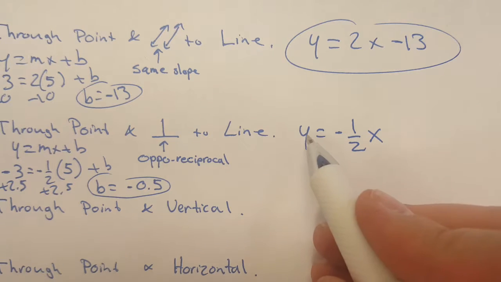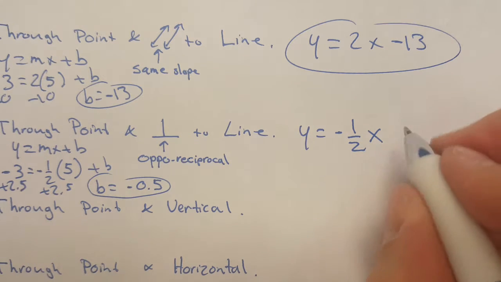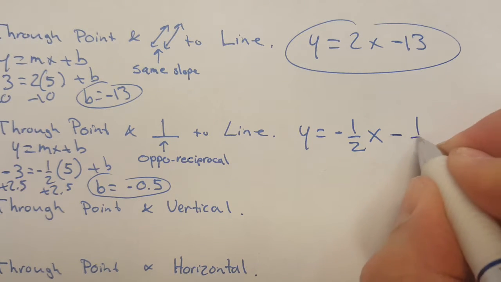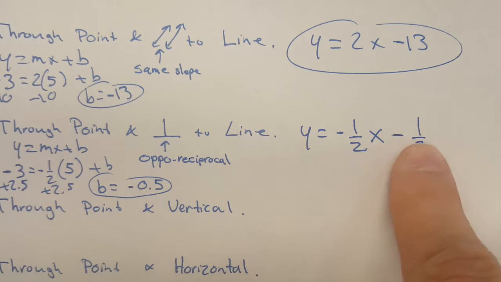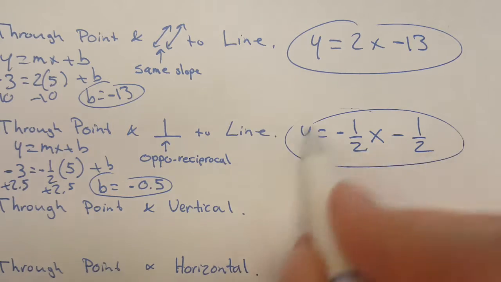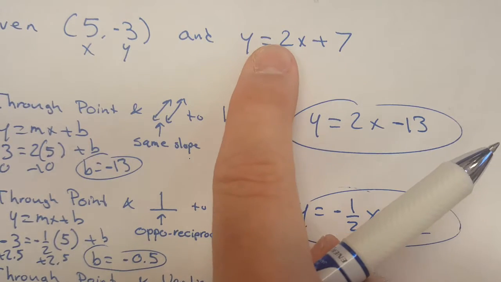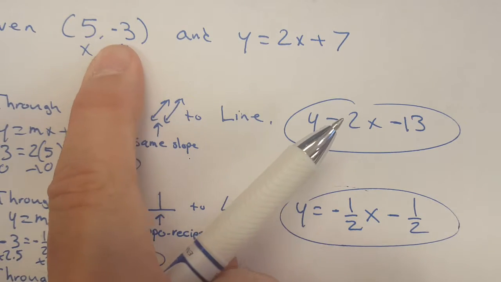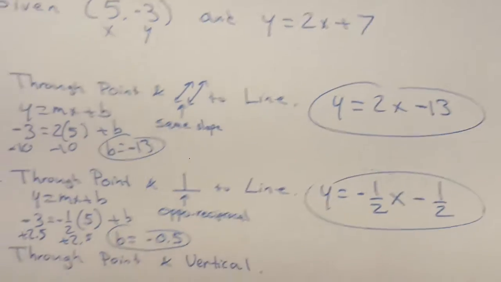So it's kind of weird. My equation is going to be y equals -1/2 x minus 1/2. You can write it as a decimal or a fraction; the fraction just looks a little prettier, I suppose. So this equation is going to be perpendicular to that one, and it's also going to go through that coordinate point. That's all you do, friends.